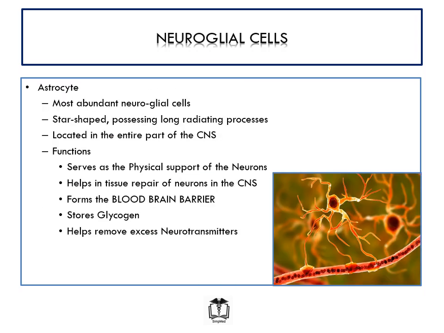Let's start with the astrocyte. Astrocytes are the most abundant neuroglial cells, and they have a number of different functions we'll talk about. They are star-shaped in appearance, and they possess long radiating processes. As you can see, the reason why they are star-shaped is because of these elongating processes that stem out of them.